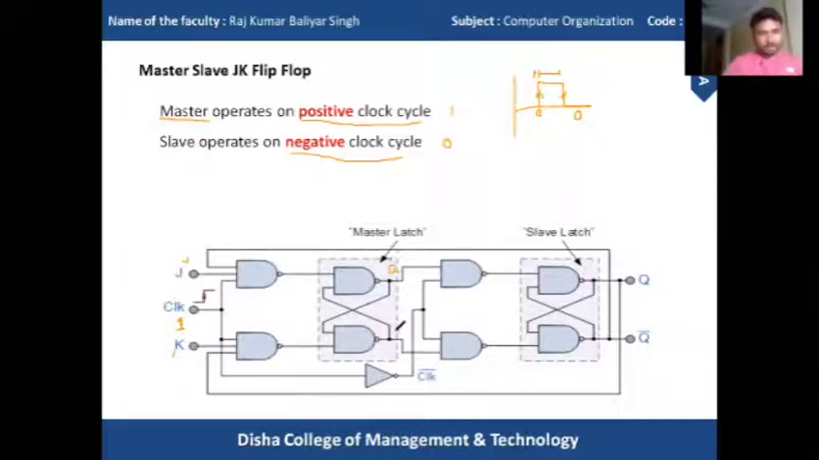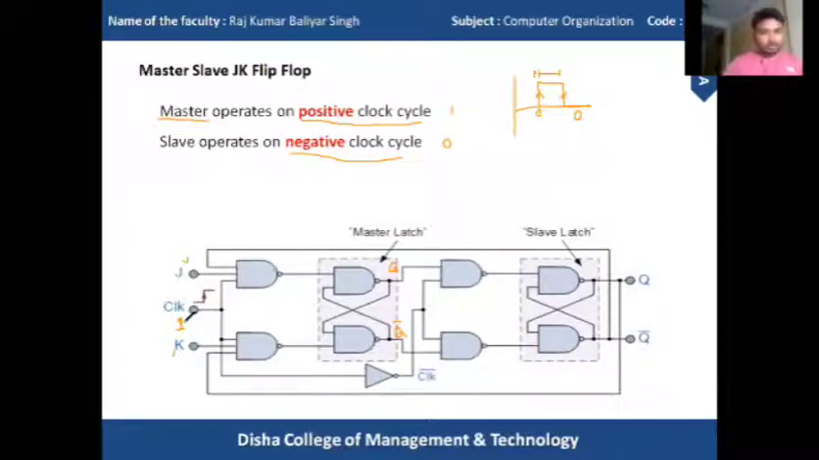See, in this arrangement, the slave takes the output of the master as its input. That means both Q and Q naught are connected as inputs to the slave. Whatever the value of Q and Q naught, the slave will receive them when the slave is in active state.